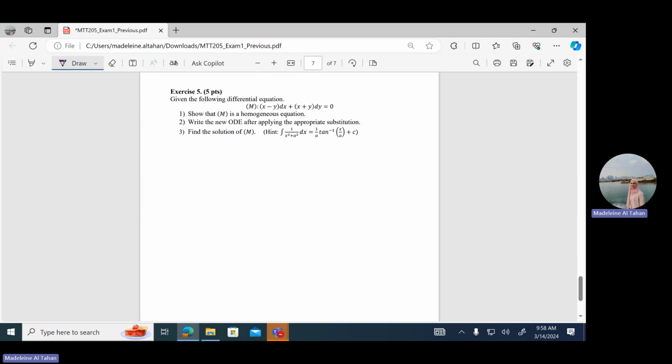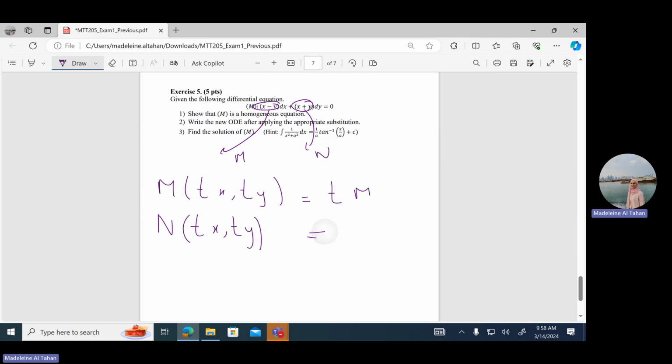Now let's look at this one. This one is homogeneous. How do we show that it's homogeneous? We will take this one as M and this one as N. What do we need to find? M(tx, ty), and we need to find also N(tx, ty). If you look here, it will be t^m, and here it will be t^m. Both of them are homogeneous of the same degree. It means that it is homogeneous.